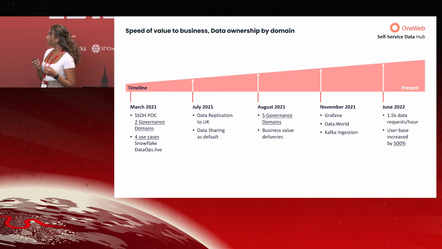And then come November 2021, we started to implement Grafana, which is our visualization tool, whose main data source was predominantly Snowflake. We then integrated with data.world as our data catalog, where we pushed the metadata from all our models into data.world, and we started to use different sources of data other than S3, such as data from Kafka and data from Salesforce. And by June 2022, we saw the user base increase by 500%, and we also had around, I think, 1,000 Grafana dashboards by then.